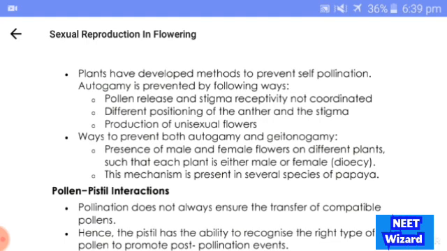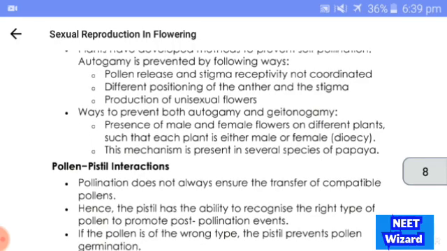Ways to prevent both autogamy and geitonogamy: first is the presence of male and female flowers on different plants such that each plant is either male or female, known as dioecious. This mechanism is present in several species, such as papaya.